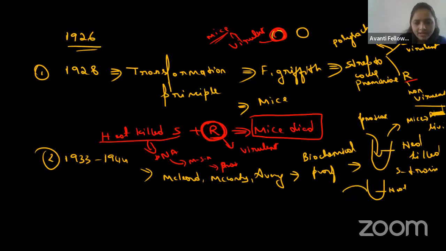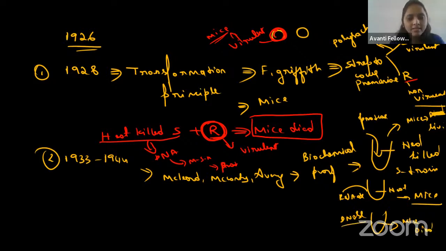Then they took the heat-killed S strain and added the RNase. Then also the mice is living, and the transformation of the R strain into the S strain is still possible. Then they took the DNase and injected that into the mice. When they used the DNase, the mice died. Then they came to know that the transforming molecule was not protein and RNA. The transforming molecule was DNA.